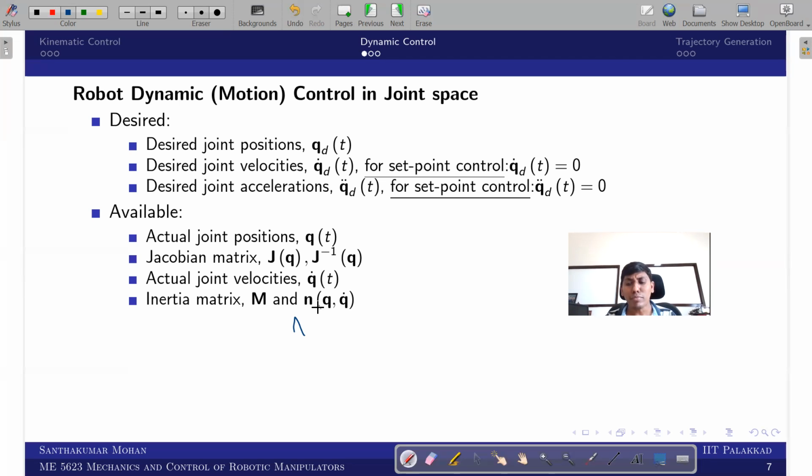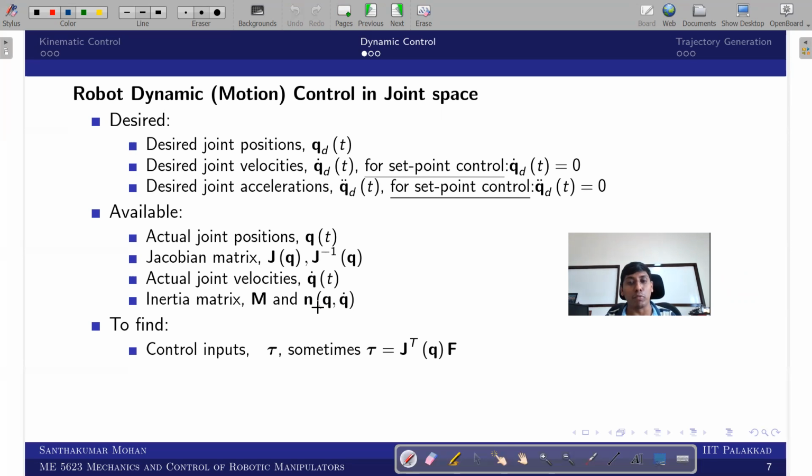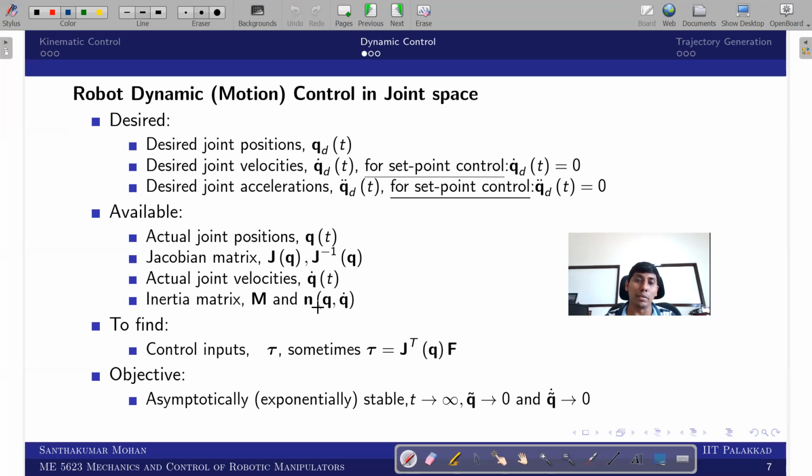So now I can do the same thing, but here what would be the input, the tau, that we are trying to find out. Sometimes we can even write it in a task-based form, but what would be the objective? Again, it is the exponential or asymptotically stable nature. But the only thing here is that not only the position error, the velocity error is also supposed to be zero. So in that sense, we are defining what is the position error and what is the velocity error.